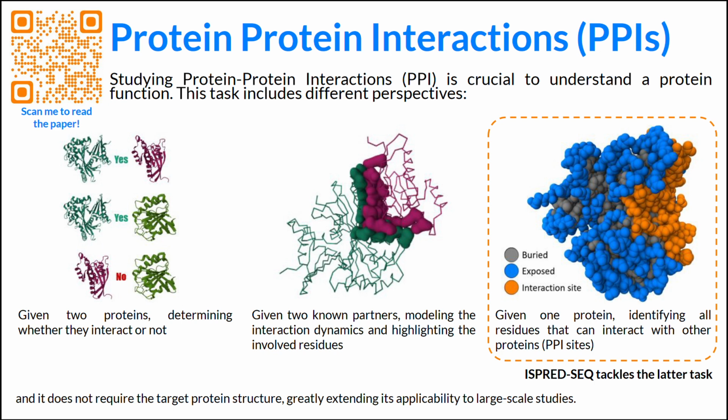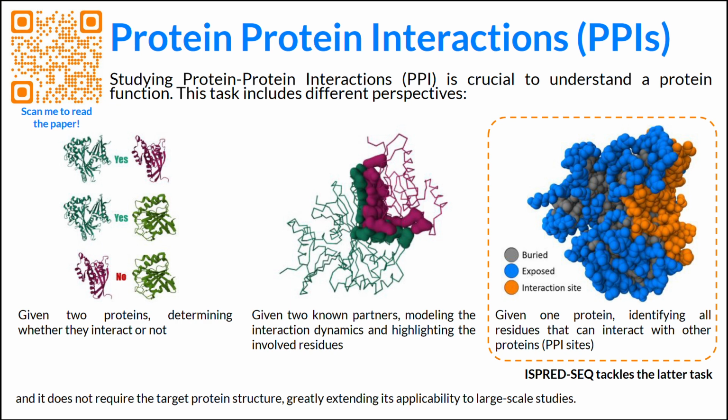A third approach is to map all residues of a protein that are known to be involved in different interactions, regardless of the specific partner. These residues are defined as protein-protein interaction sites, and their identification is the goal of ISPRED-SEQ.